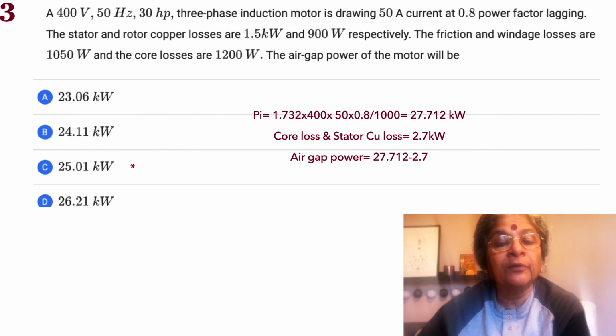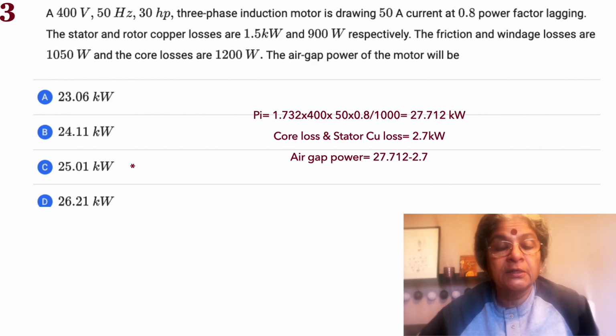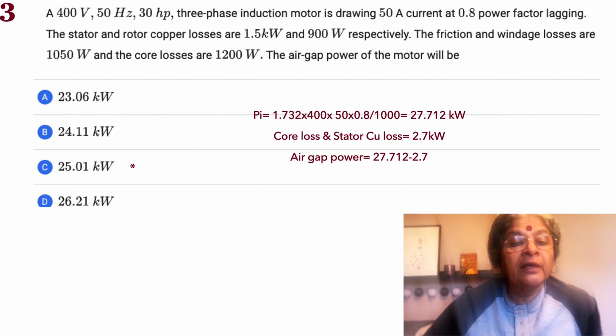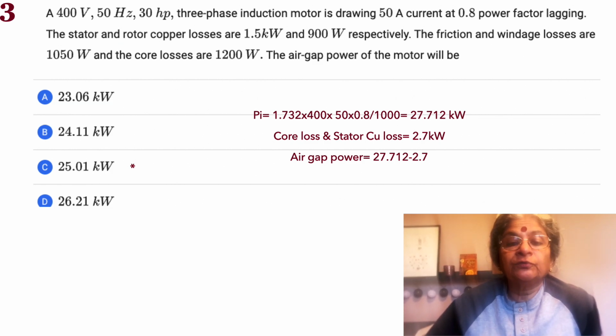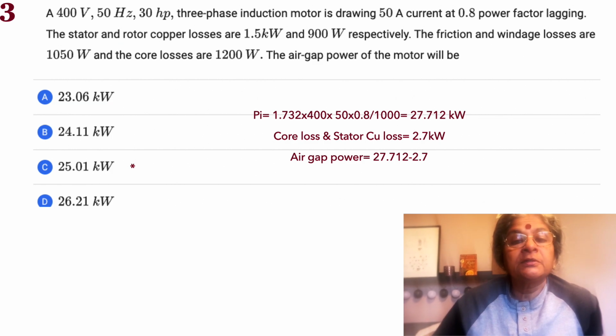We have stator and rotor copper losses of 1.5 kilowatt and 900 watt respectively. The friction and windage losses are 1050 watts, and core losses are 1200. The first loss to be removed is 1200, then the stator copper loss of 1.5 kilowatt. The rest is given to the rotor or the air gap, and then 900 watt as well as 1050 are removed to get the total output. The 30 HP refers to the output that is possible, but the machine is now in a different context altogether.